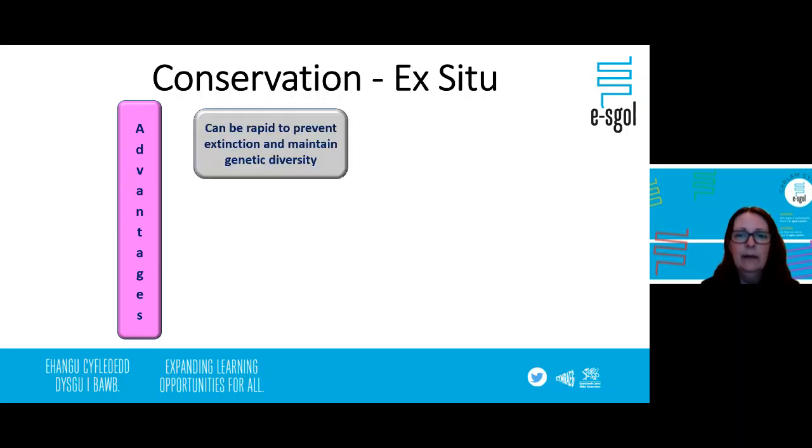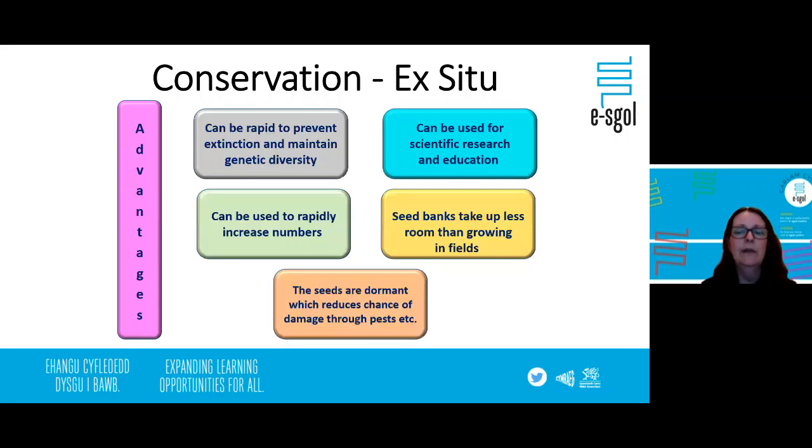Okay, so let's have a look at some of these areas in terms of the advantages of conservation ex situ. So it can be very rapid. And the idea then, if it's very quickly done, is that it can prevent extinction. And it can bring back an organism that may be on the edge of extinction. So think about when we talked about those organisms that are on the IUCN list. So those that are just pre-extinction can be brought back from extinction. We can try and maintain genetic diversity.